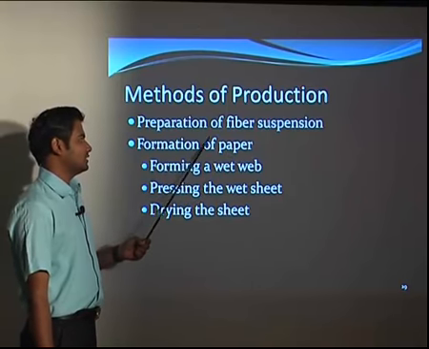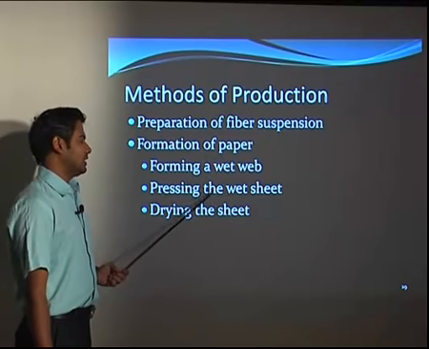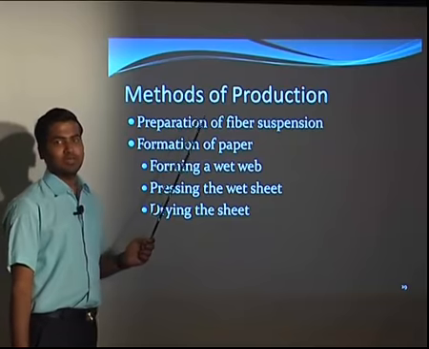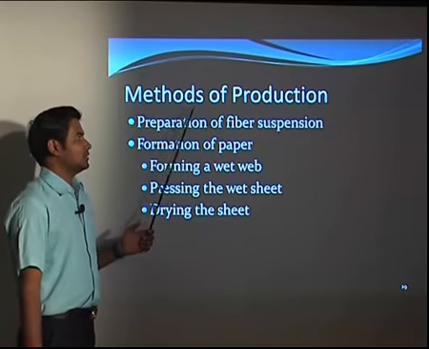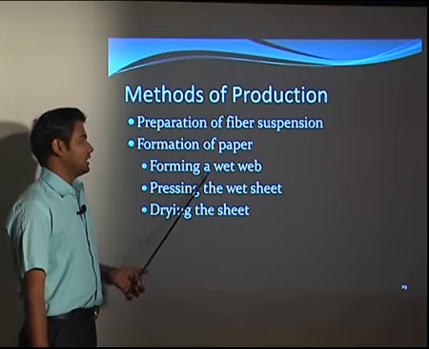We issue the fiber suspension and form it into a wet web. Then we have to press the wet sheet and then dry the wet sheet. Here, whatever pulp you are getting, we will suspend into water or another solvent. The suspension will loosen the fibrous material. Then the wet web we have to form.